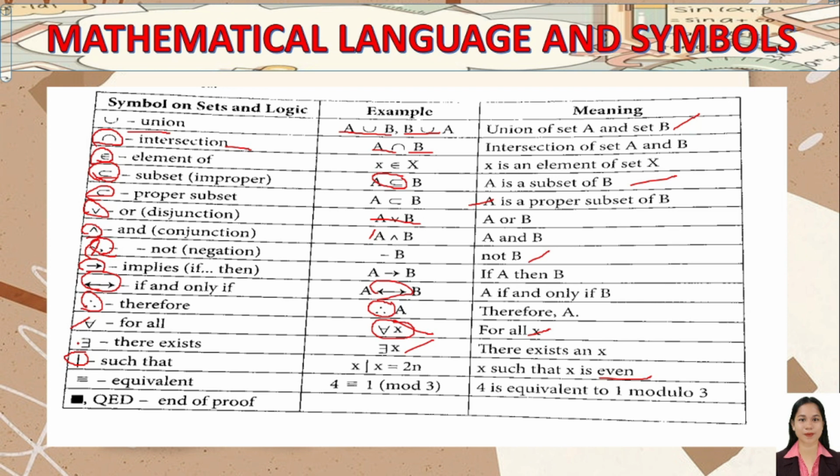And we have the equivalent. So yung equivalent is 3 line. Kasi kapag 2 line lang, ibig sabihin equal siya. Pero since this 3 to, so 4 is equivalent to 1 modulo 3. This is how we're going to read that. So yun yung mga ginagamit na symbol of sets and on sets and logic.